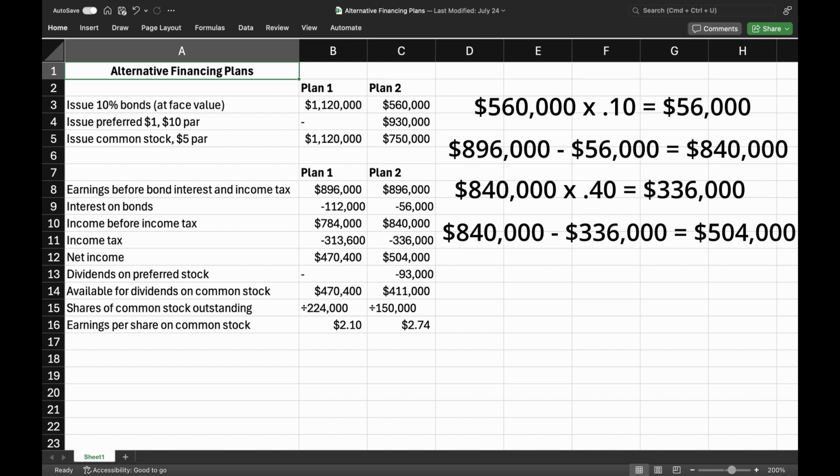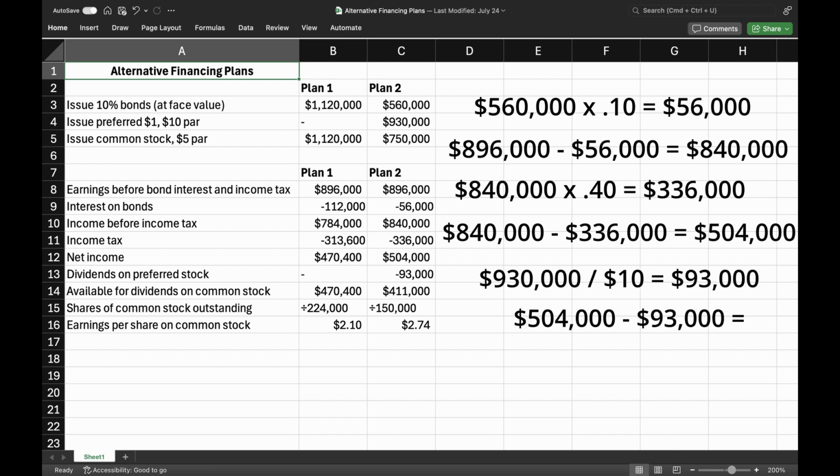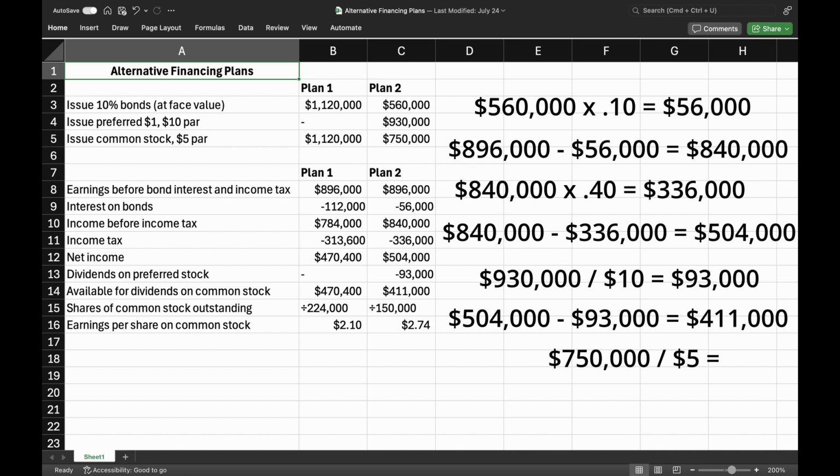For Plan 2, we do have to find the dividends on preferred stock, which we do by dividing $930,000 by $10, which comes out to $93,000. Then we need to subtract $93,000 from $504,000, which comes out to $411,000 for the income available for dividends on common stock. Now we have to find the shares of common stock outstanding, which we do by dividing $750,000 by $5, which comes out to 150,000 for the number of shares.